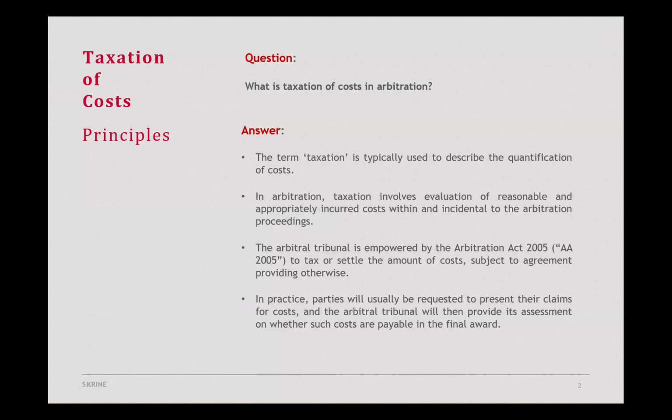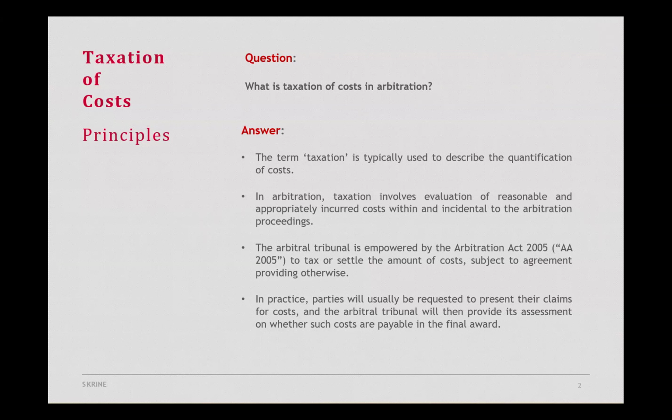The term taxation is typically used to describe the quantification or assessment of costs in legal proceedings. In arbitration proceedings, taxation involves evaluation of reasonable and appropriately incurred costs within and incidental to the arbitration proceedings. So the arbitral tribunal may tax or settle the cost of the arbitration proceedings, and it is also empowered by the Arbitration Act 2005 to do so, subject, of course, to any agreement between the parties providing otherwise.